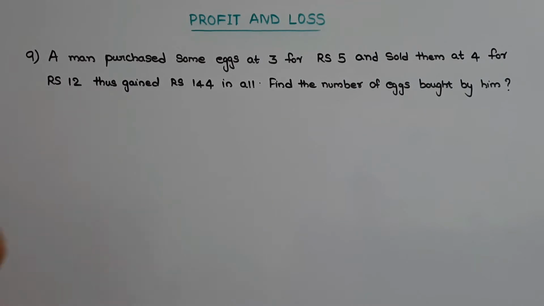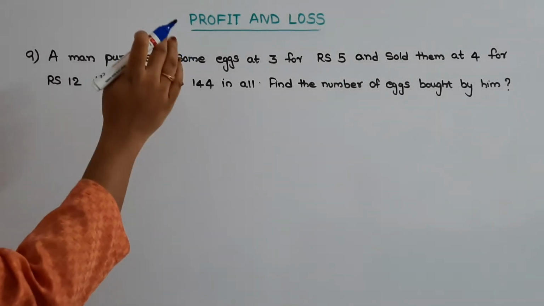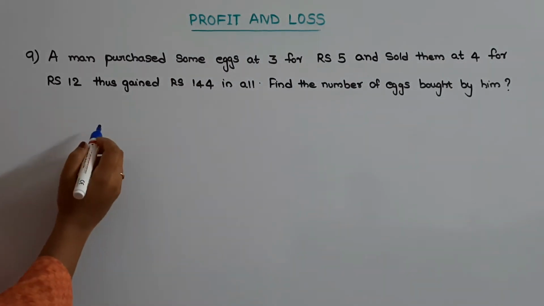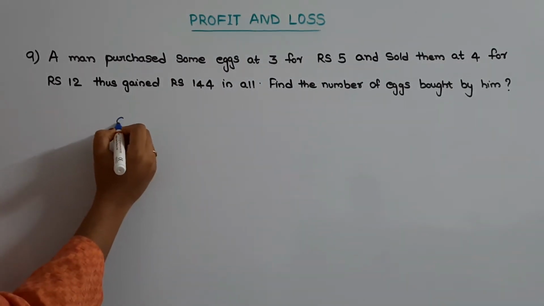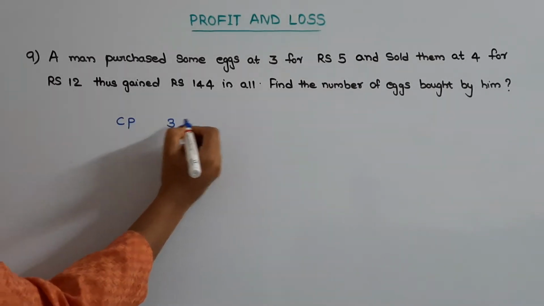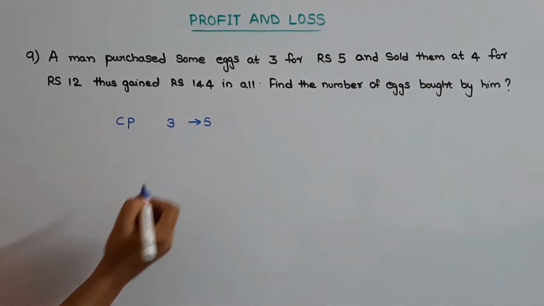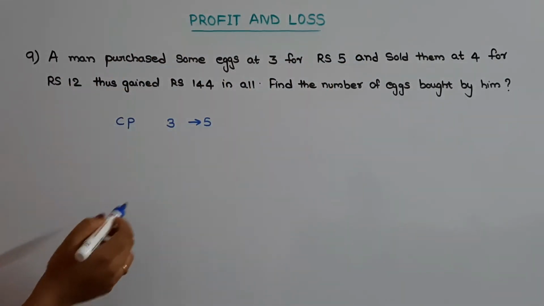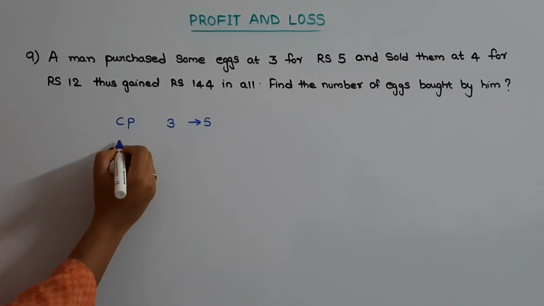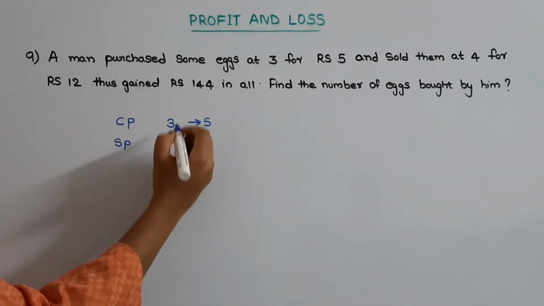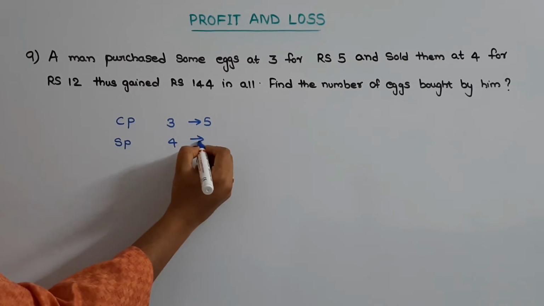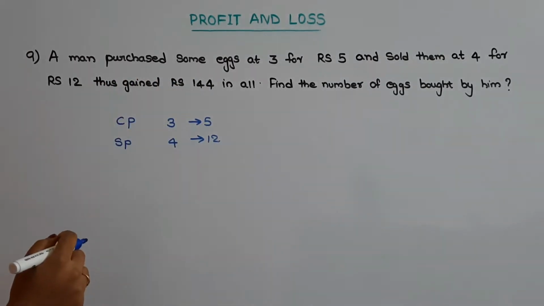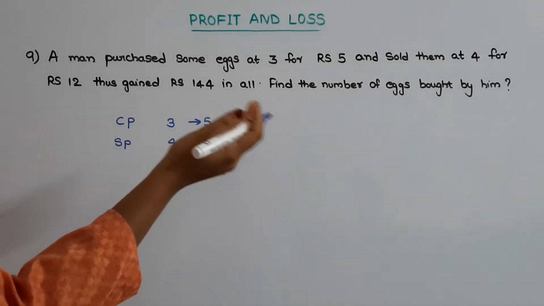So in this question they are telling that a man purchased some eggs at 3 for rupees 5, which means a man purchased some eggs in such a way that the cost price for 3 eggs is 5. Then they are telling that he sold them at 4 for rupees 12, which means the selling price for 4 eggs is 12. And the overall gain is given as 144. We need to find out the number of eggs bought by him.